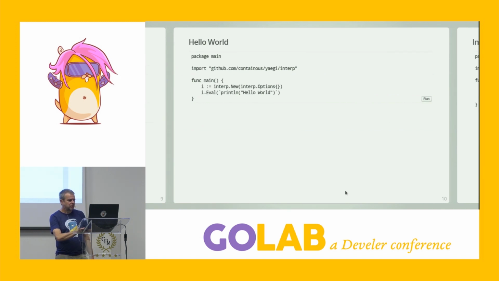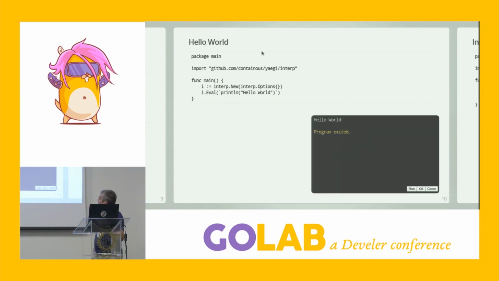So time to move to examples. The first, really the simplest example, is to just display a hello world. We start by importing the package itself, github/continuous/YAEGI/interp. We create the interpreter, and then we invoke the Eval method on it and print hello world. So just run it. Yeah, okay.